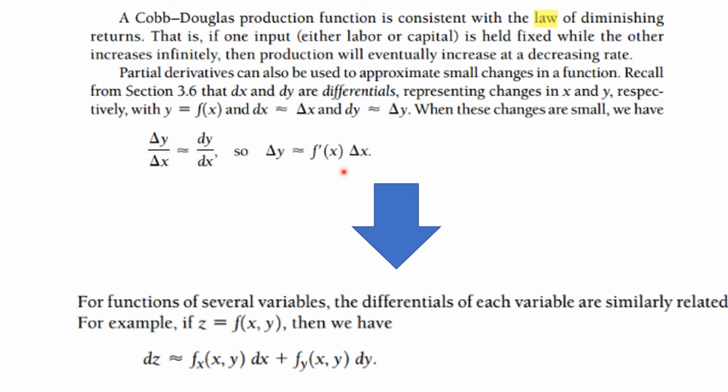So here we're doing the same thing, except we're going to be using both partial derivatives. For functions of several variables, the differentials of each function are similarly related. So if z is equal to f of x, y, then dz, the change in z, is approximately the partial of f with respect to x times dx, the change in x, plus the partial of f with respect to y times dy. And these are the values, and those are the changes.